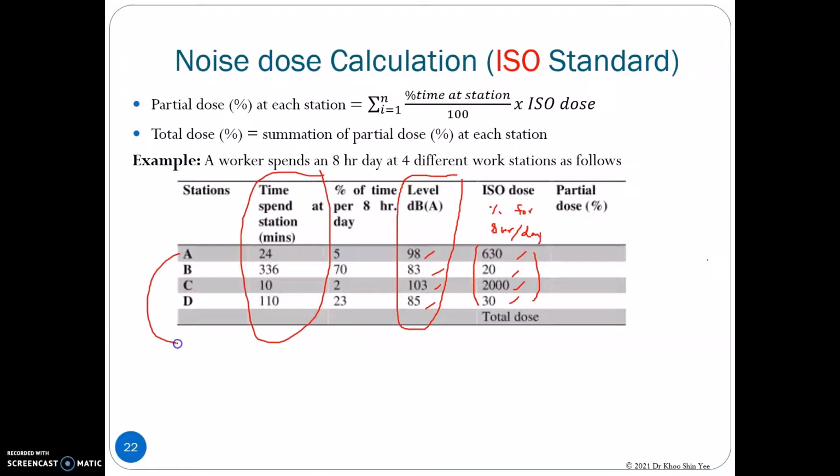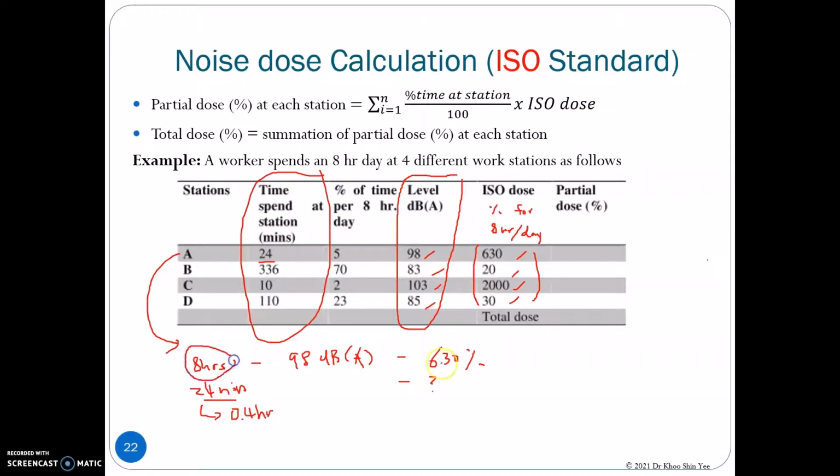For example, if you work 8 hours per day in station A, which has a 98 noise level, then you will receive 630% of the noise dosage. However, you only work 24 minutes in station A. So what is the corresponding noise dose? We can convert the 24 minutes easily to hours, so you should obtain 0.4 hours.